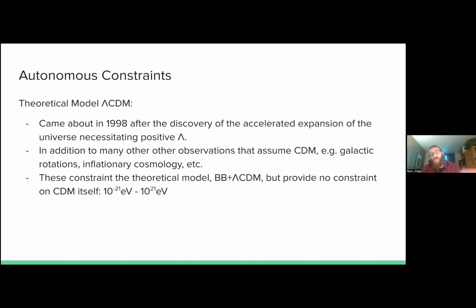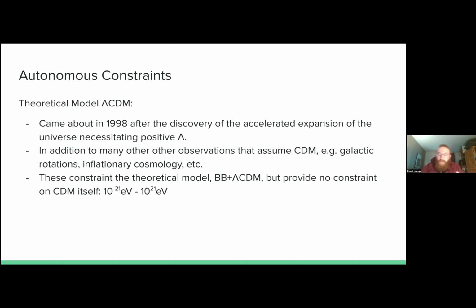And this is where we go to Lambda CDM. So Lambda CDM came about in '98 after the discovery of the accelerated expansion of the universe, which meant that we now need lambda to be positive. And then there were many other observations that pointed towards the existence of CDM, for example, galactic rotations and inflationary cosmology. And then we really have the Big Bang model and Lambda CDM.